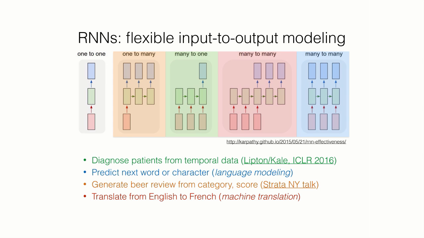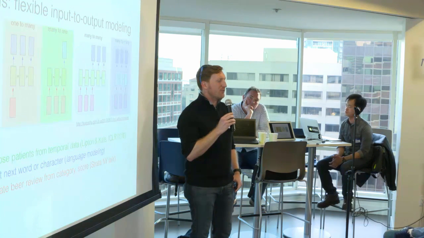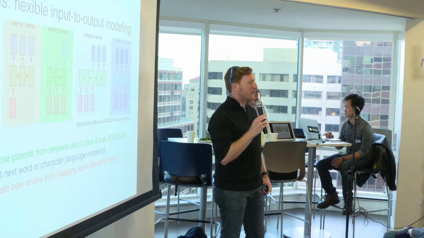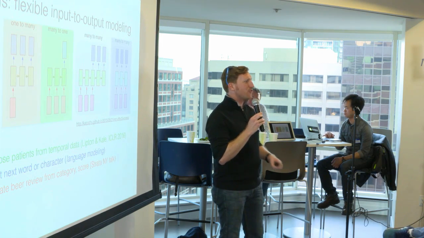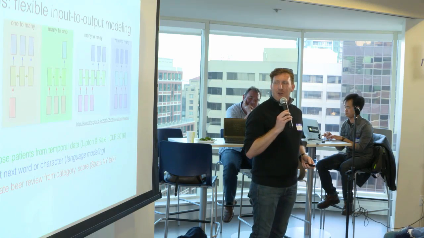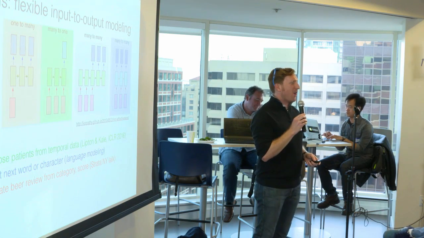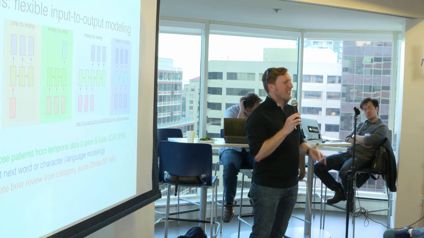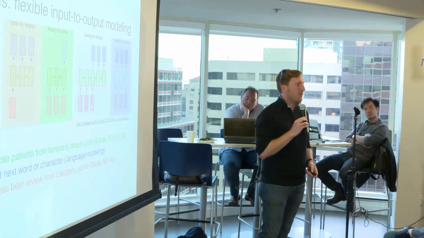There's predicting the next word or character. This is language modeling, one variant of a many-to-many problem. You could also generate a beer review from a category and a score. This is a talk that I, along with another Skymind employee and a colleague from UC San Diego, are going to give at Strata NY next month. You can just feed in a category of a beer and a score and some other information, and then it will generate a natural language review for it that looks a hell of a lot like the kinds of things that you see on Beer Advocate. That's a one-to-many problem. It's kind of a fudge because it's also many-to-many, because the words and characters that get generated get fed back in. But I think it's properly thought of as one-to-many.